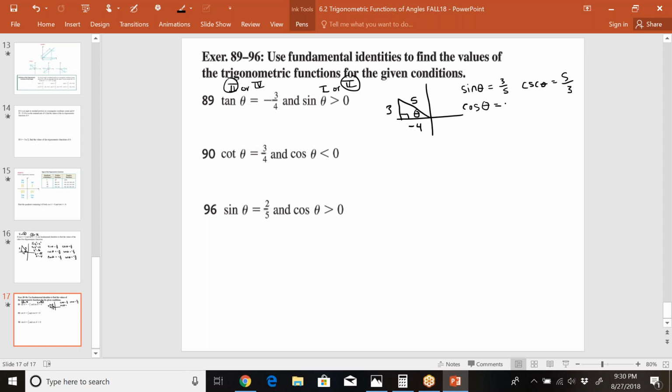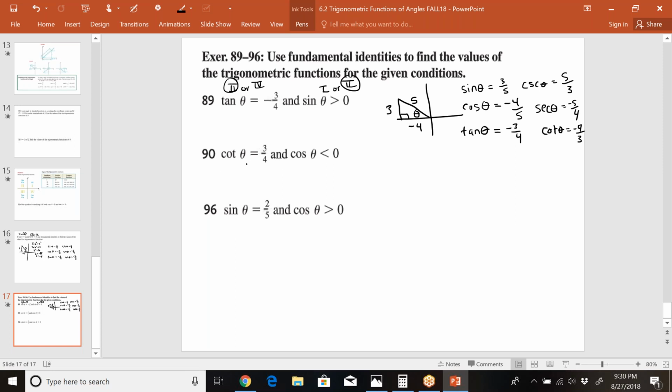Cosine is adjacent over hypotenuse. Secant would be the flip of that. This is pretty much the same one we just did. Tangent of theta is opposite over adjacent, and cotangent of theta is the reciprocal of that, so negative 4/3.